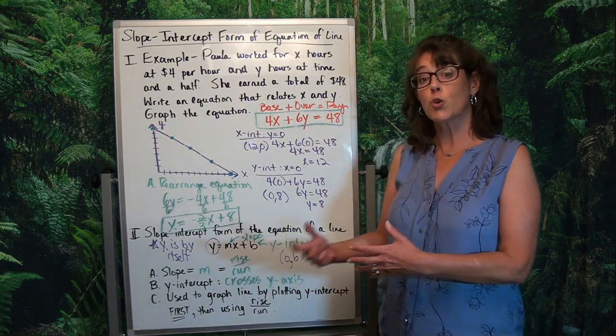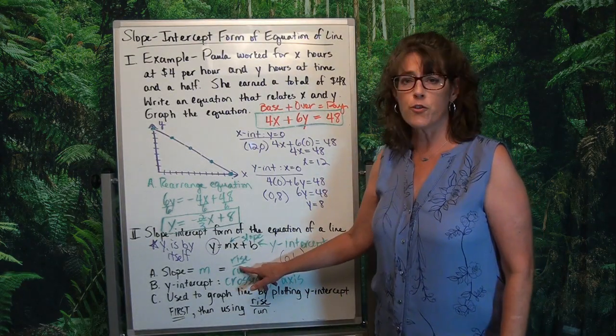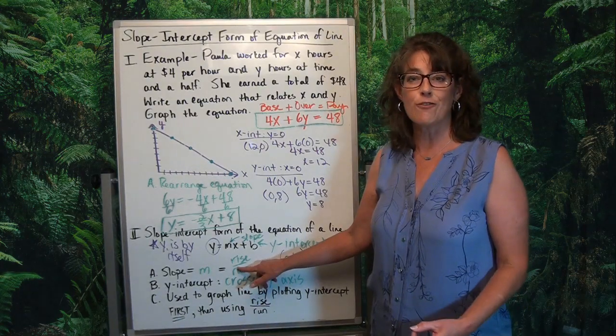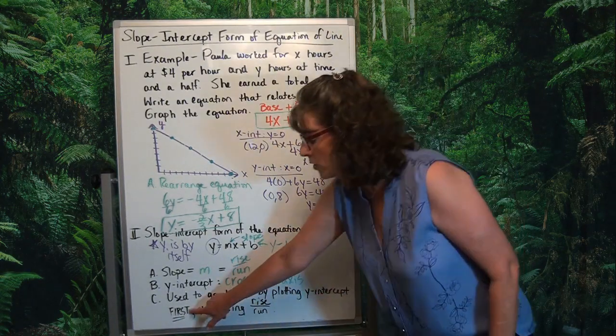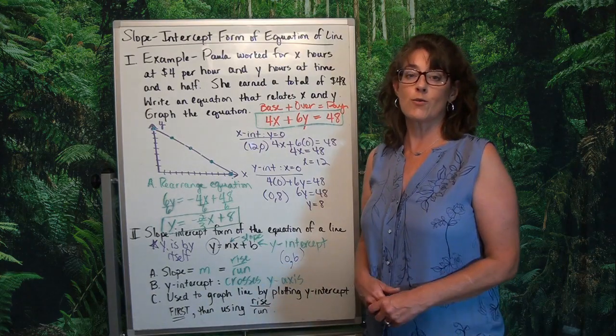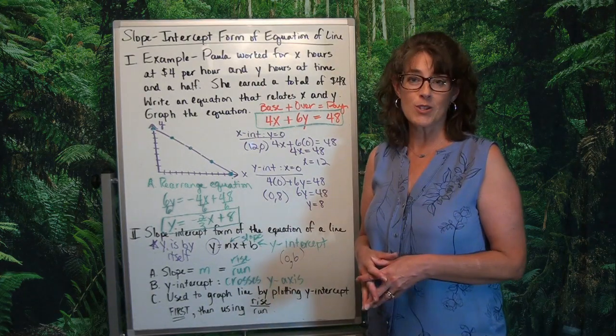And remember, in terms of graphing it, this is a wonderful counting tool, but you have to have a place to count from. So put that y-intercept on there first, then use that rise over run to count from there and get all the rest of the points on the line.